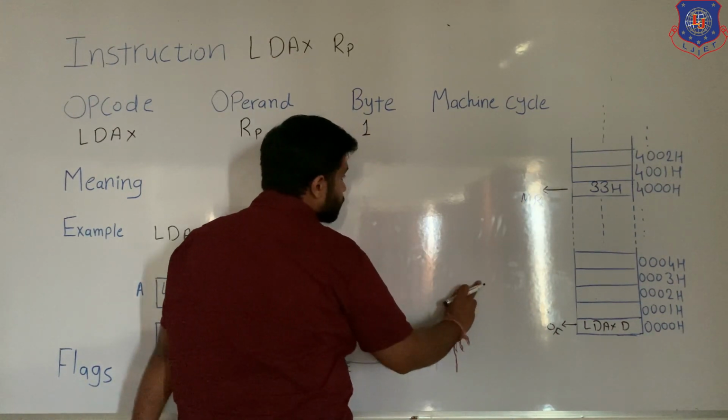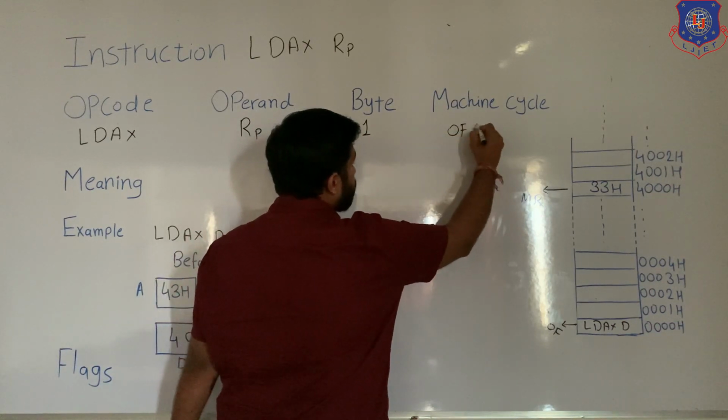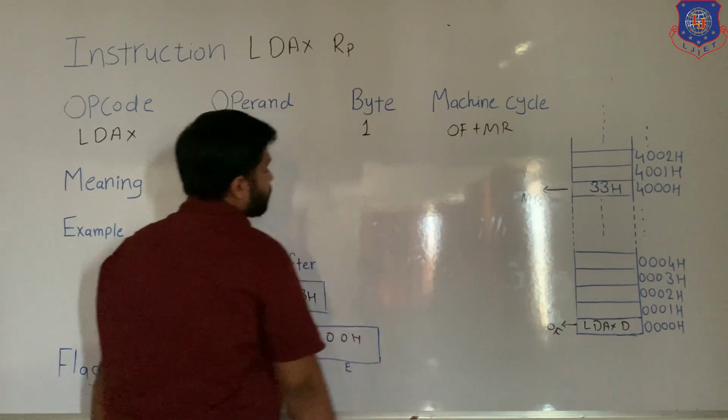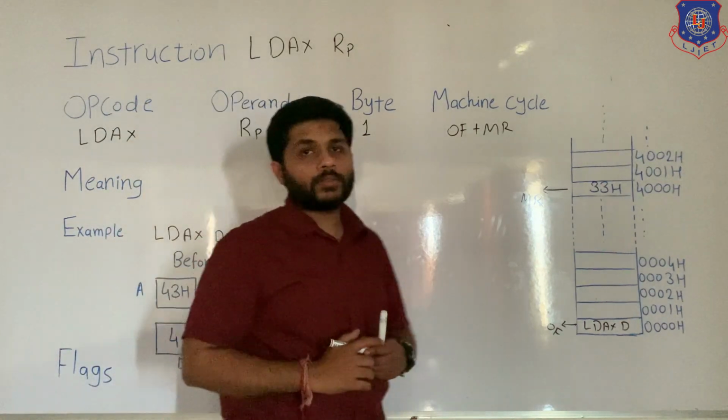So in this instruction, how many machine cycles are required? Opcode fetch plus memory read. And this is it for this instruction.